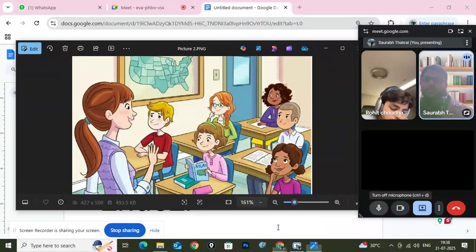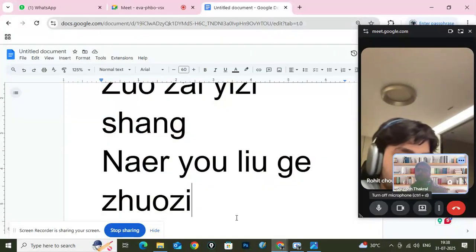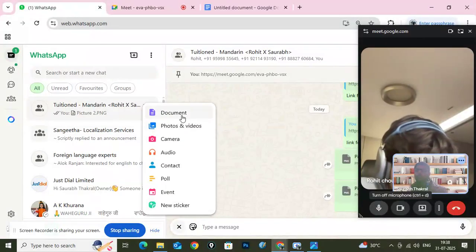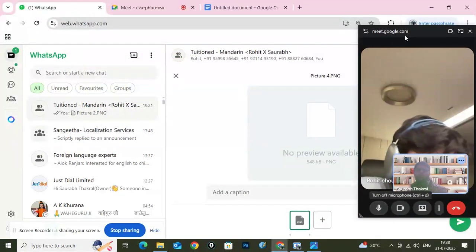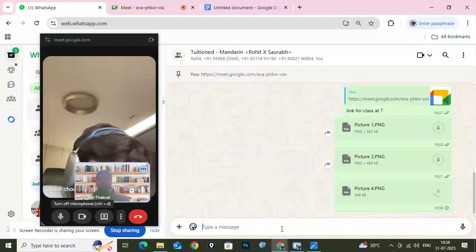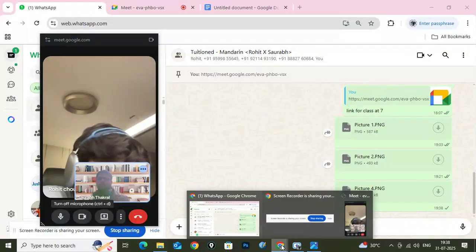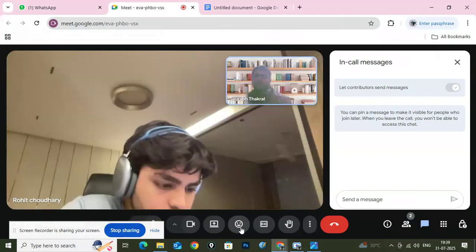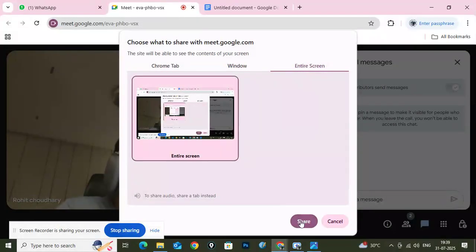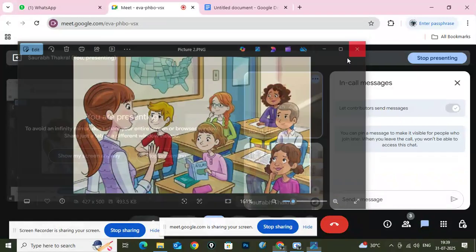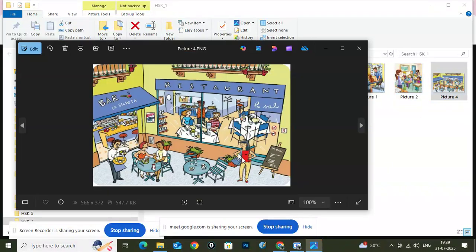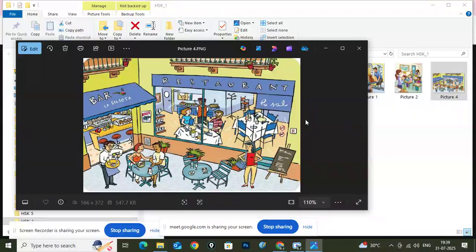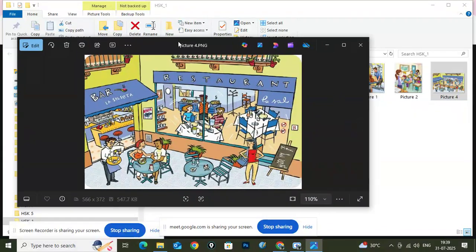Okay, I'm sharing another image. Okay, so I've shared another image. First, we look at this image and try to make simple sentences in English. What simple sentences can we make with this?